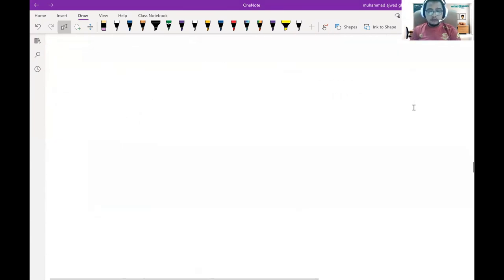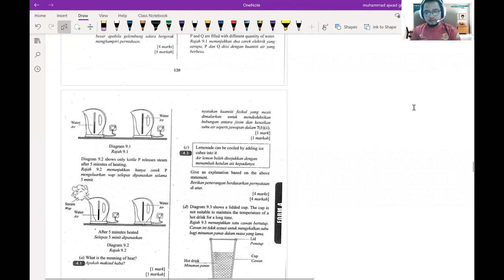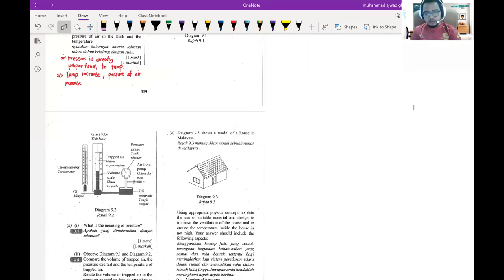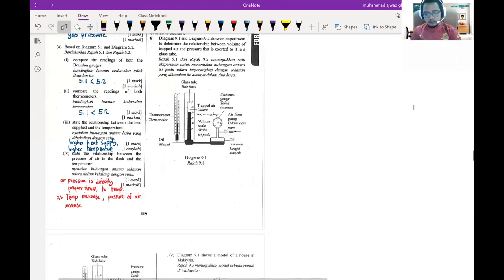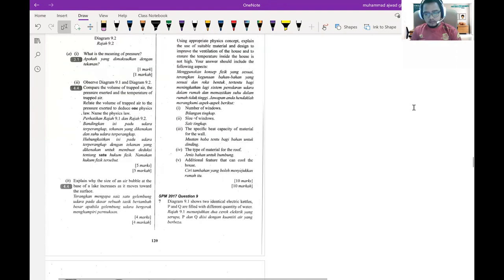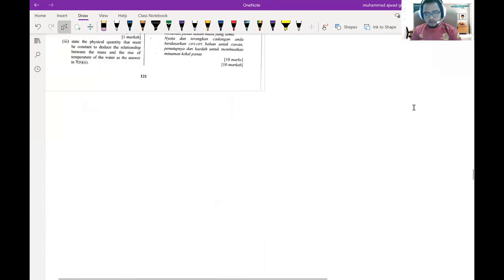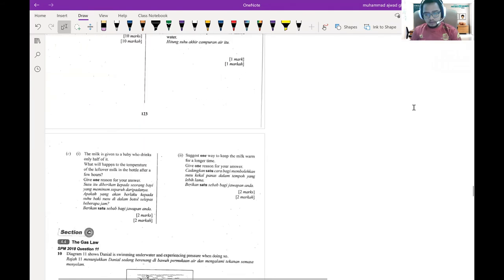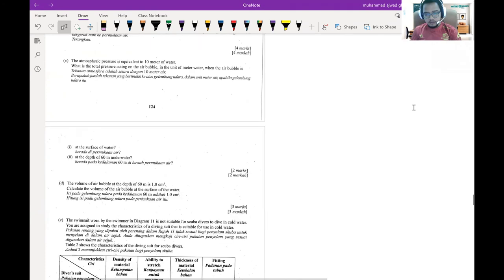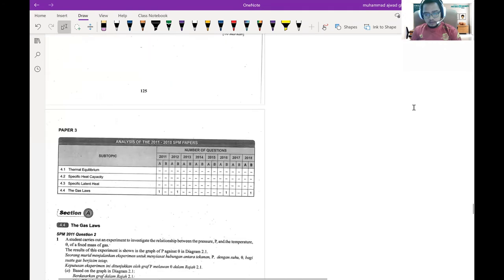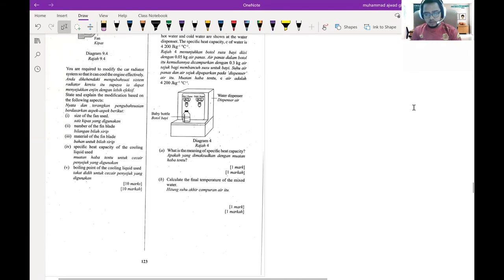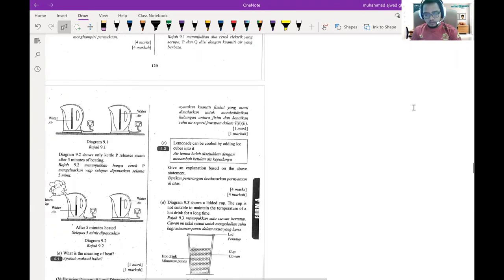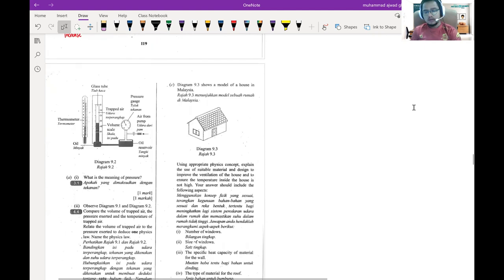Berapa page gini? Oh, sempat. Tengok berapa page. 1, 2, 3, 4, alamak, 5, 6, 7. 7 lagi. Okay, kita pilih-pilih lah. Kita pilih-pilih. Okay.